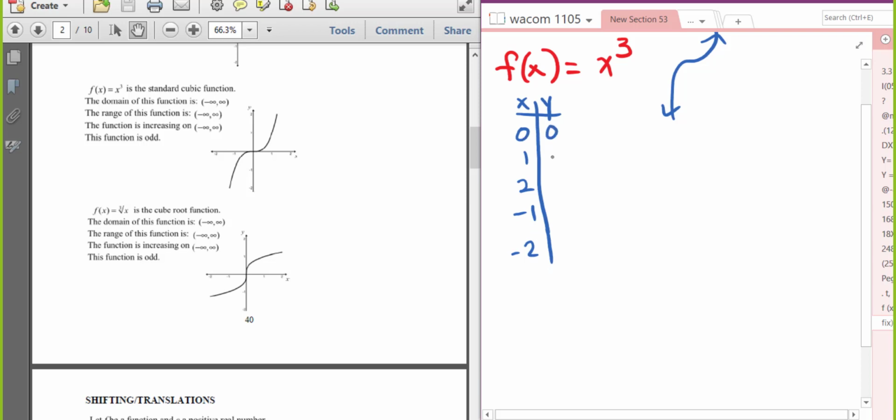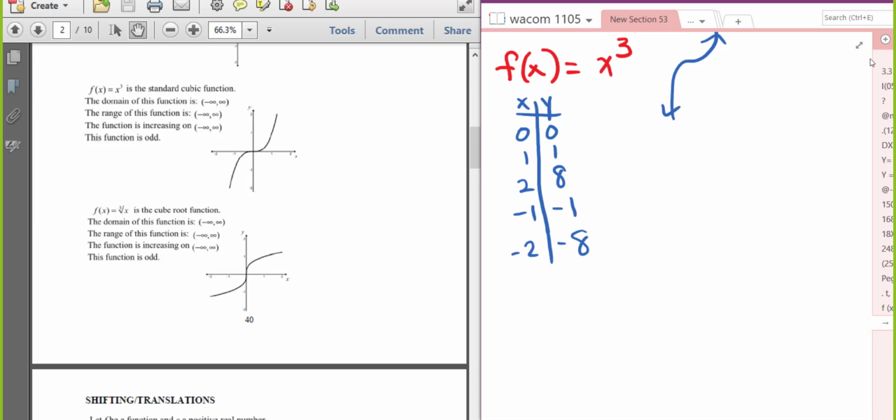0 cubed is 0, 1 cubed is 1, 2 cubed is 8. Any bigger than that, 3 cubed is 27. It's way off. Right. Negative 1 cubed is going to give you negative 1. So you're still going to get the negatives here. Negative 2 will give you negative 8. All right, so that would help you get a nice cube graph.